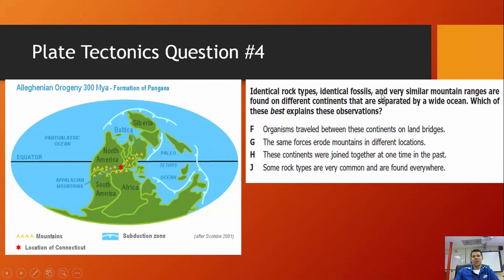Identical rock types, identical fossils, and very similar mountain ranges are found on different continents that are separated by a wide ocean. Which of these best explains these observations? F, organisms traveled between these continents on land bridges. That's ridiculous. The same forces erode mountains in different locations. These continents were joined together at one time in the past. And that's the best explanation, that these continents were once all together in a supercontinent called Pangaea. So H.